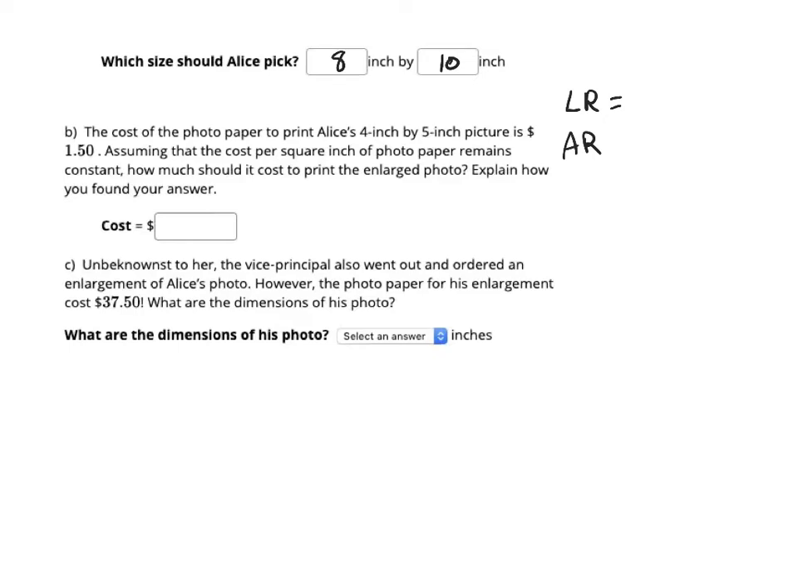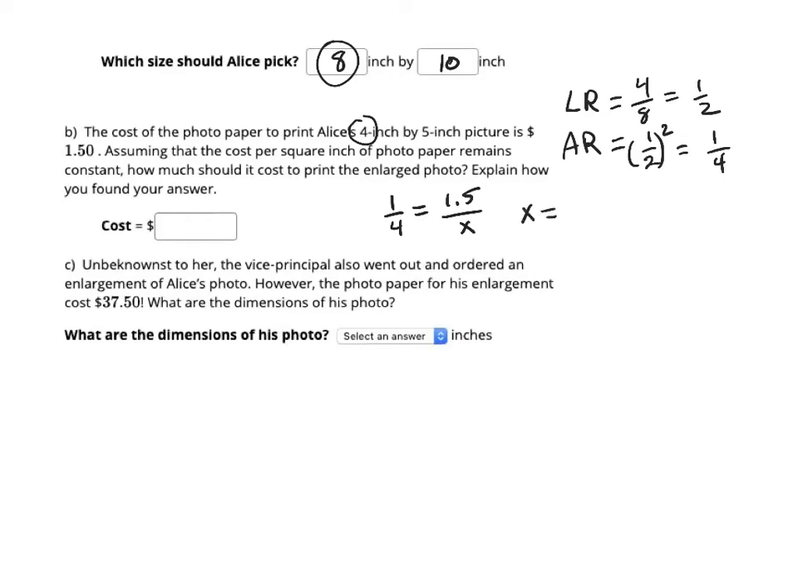We know the linear ratio will be 4 over 8 because the lengths of the corresponding sides are 4 and 8 from the small to the big picture. That will reduce to 1/2. So my linear ratio is 1/2. To find my area ratio, you take the linear ratio and you square it, so that will be 1/4. Since the area ratio is 1/4, that's proportionate to the cost. The original, or the small photo, costs $1.50, so I need to figure out what the large one will cost. When you cross multiply, I'm going to get that x is equal to $6.